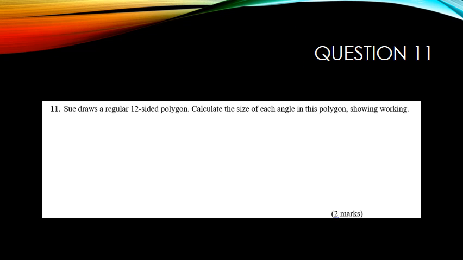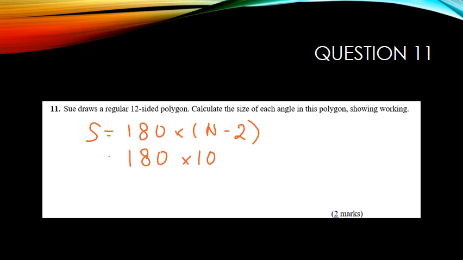Alright girls, you should know this by now. Okay, so we have the angle sum of a polygon is S equals 180 times N minus 2. Our number of sides is 12, so we have 180 times 12 minus 2, which is just 10. So our sum is 180 times 10, which is 1,800.